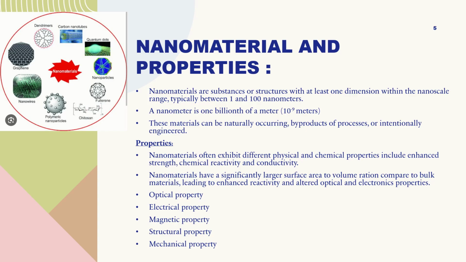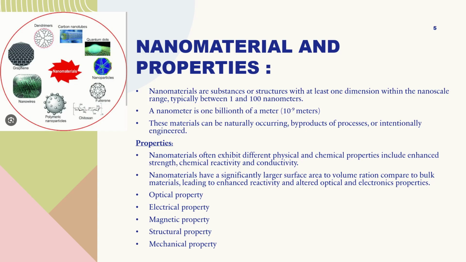Next, there is a change in magnetic property. Nanomaterials are more magnetic than the bulk material. Even non-magnetic solids are found to show magnetic properties when reduced to the nano level. Magnetic properties of the material can change when reduced to the nano level.